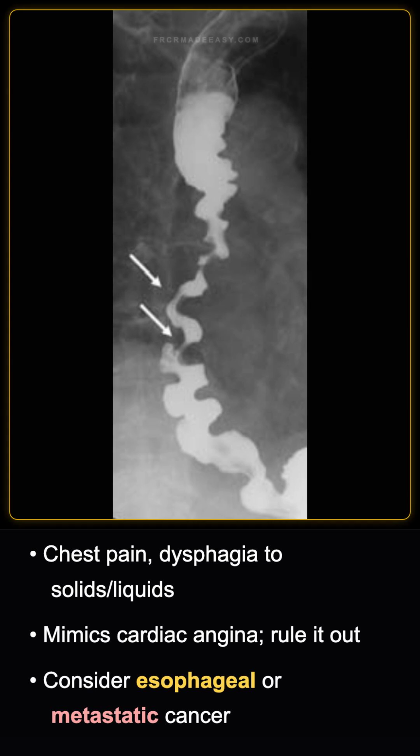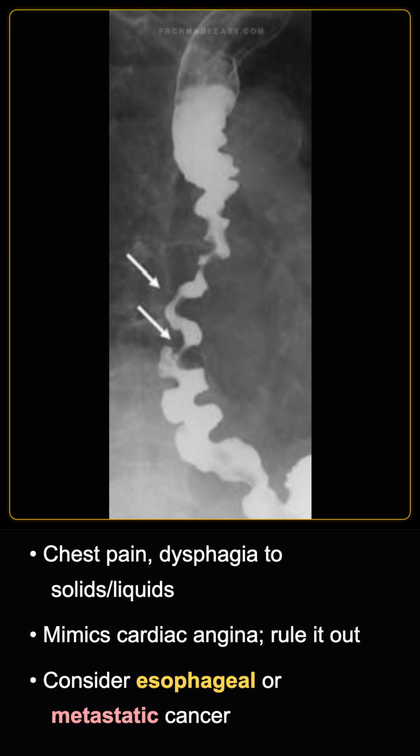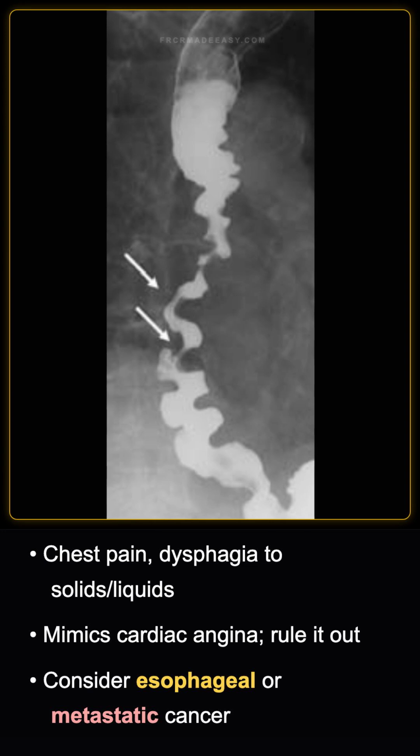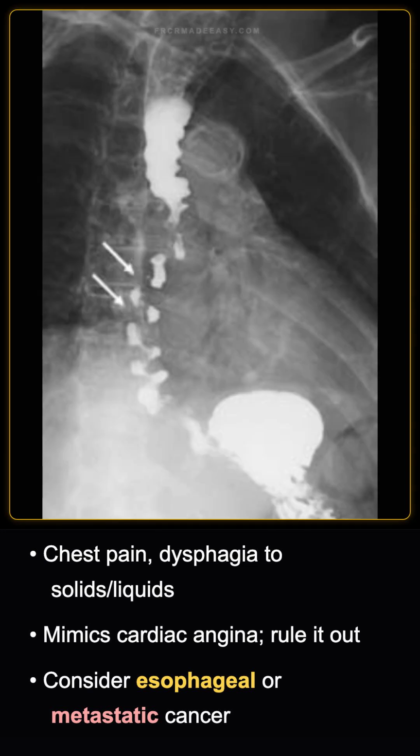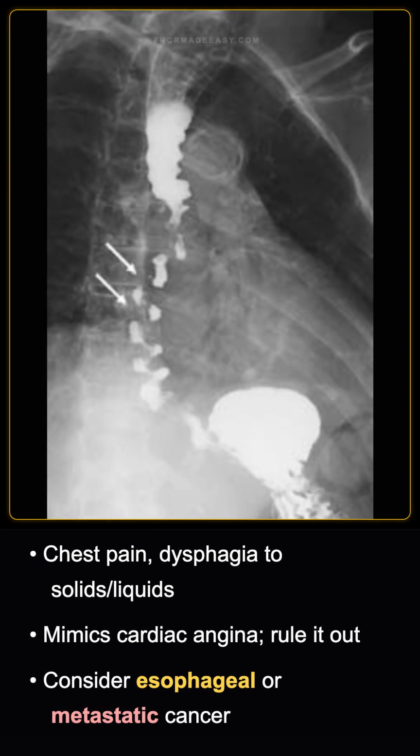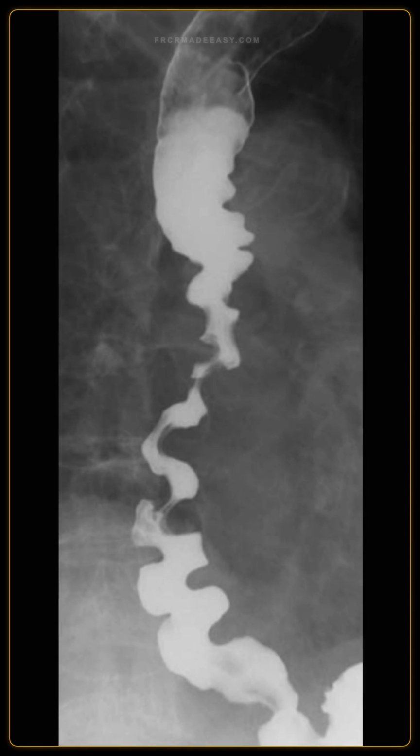So, patients present with intermittent retrosternal chest pain and dysphagia to both solids and liquids. The chest pain can mimic cardiac angina, which must be ruled out first. What is the gold standard diagnostic test to confirm diffuse esophageal spasm, and what are the specific criteria?